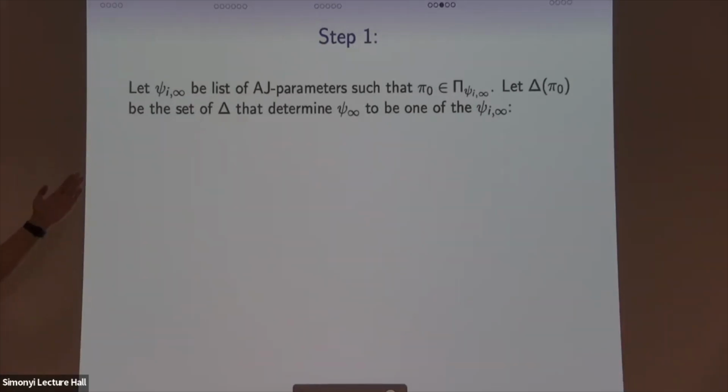So we make a list of all the Adams-Johnson parameters that have this pi_0 in their packet. Then we look at the list of all the shapes for each of those that correspond to that specific parameter at infinity. And we take a union over all of those. That's a set of shapes that's determined by pi_0: all the shapes that allow pi_0 to be the infinite component of an automorphic representation in a packet of that shape.